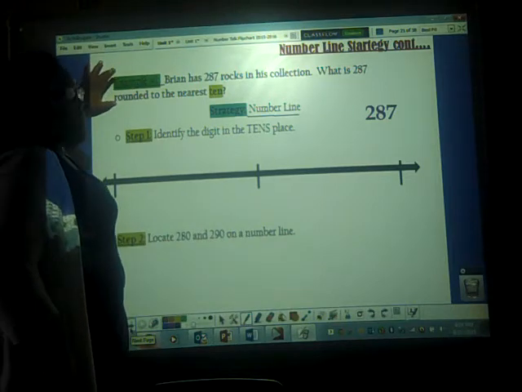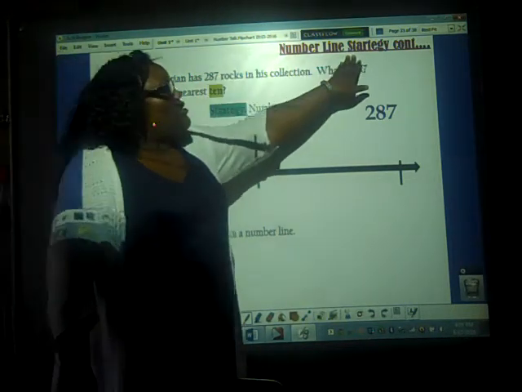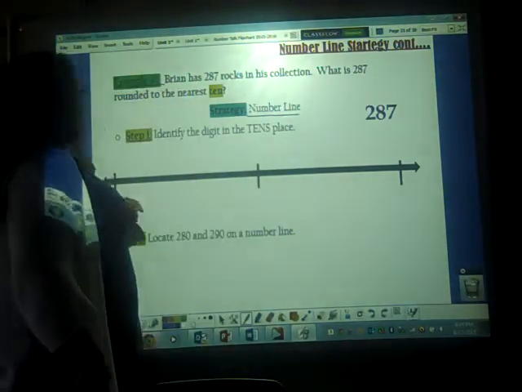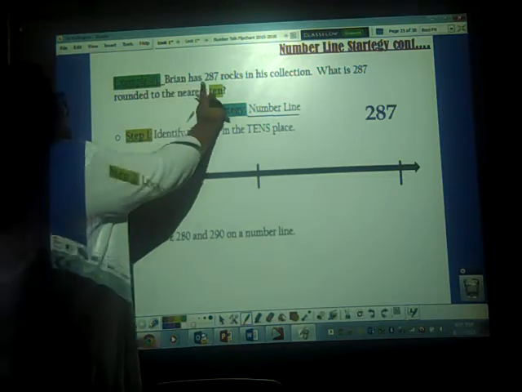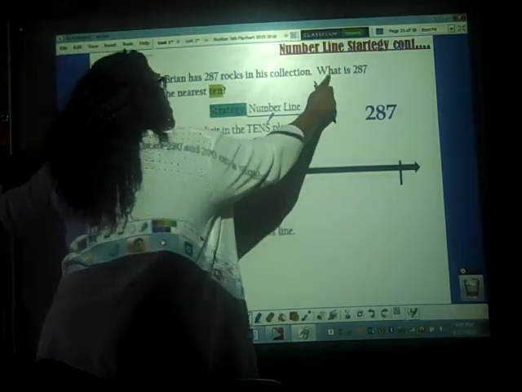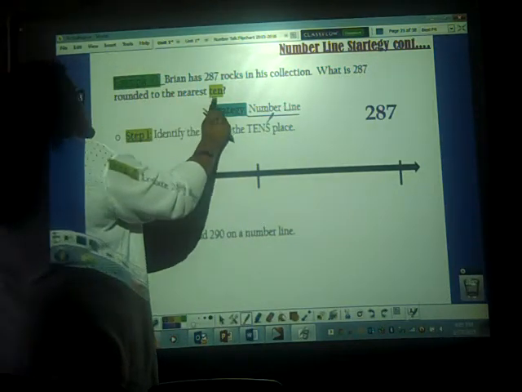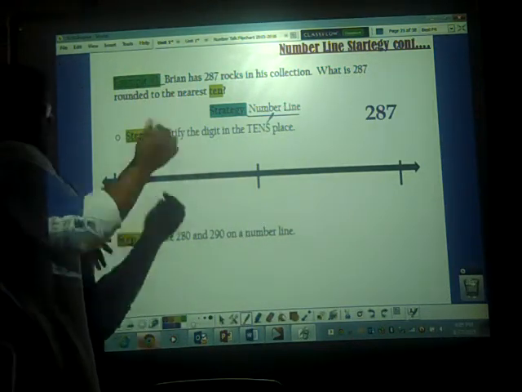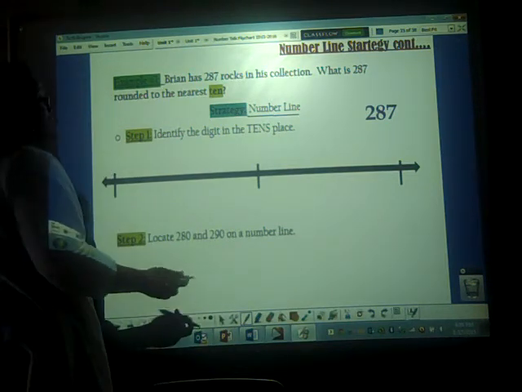All right, now we have another example. Example number 1. And we are still using the number line strategy. Example number 1 says, Brian has 287 rocks in his collection. What is 287 rounded to the nearest 10? They still want us to round 287 to the nearest 10.